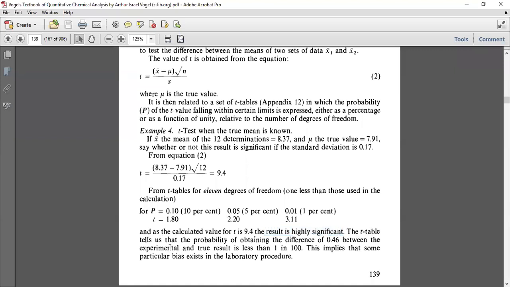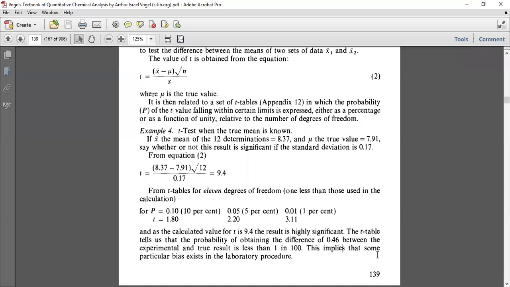The t table tells us that the probability of obtaining the difference of 0.46 between the experimental and the true results is less than 1 in 100. So where did this 0.46 come from? See, this is the experimental mean, 8.37. And how much should the true value be? This is 7.91. Means if you do 8.37 minus 7.91, you will get 0.46. Isn't it? So this 0.46 between the experimental and the true result is less than 1 in 100.